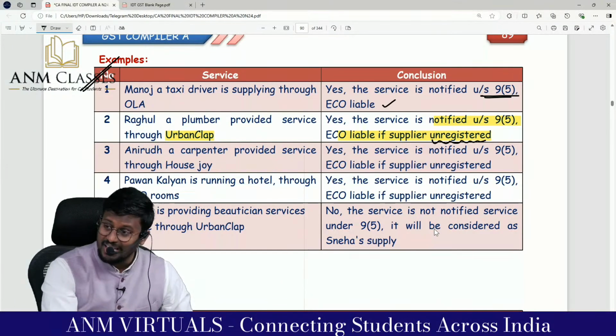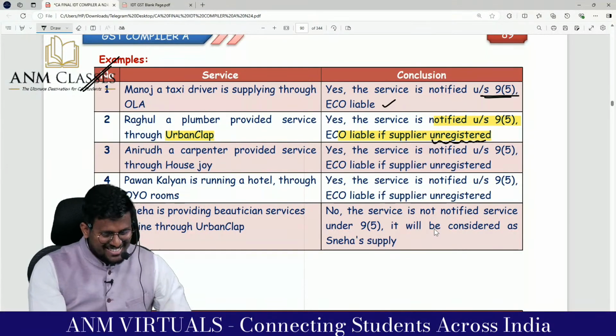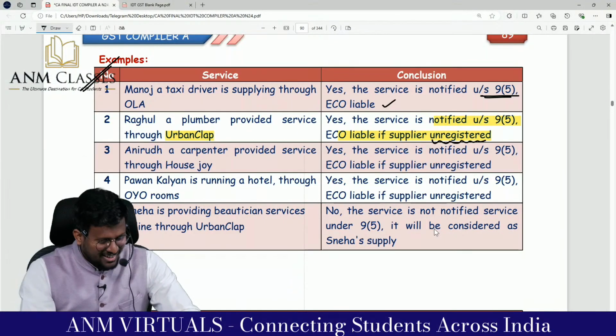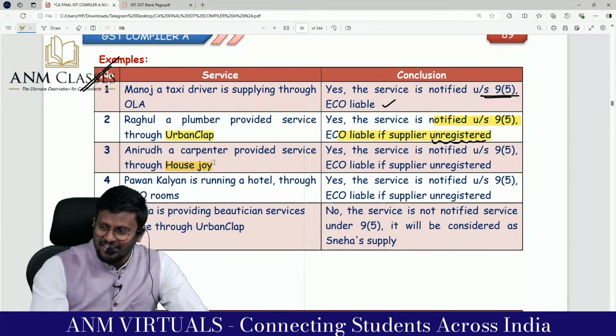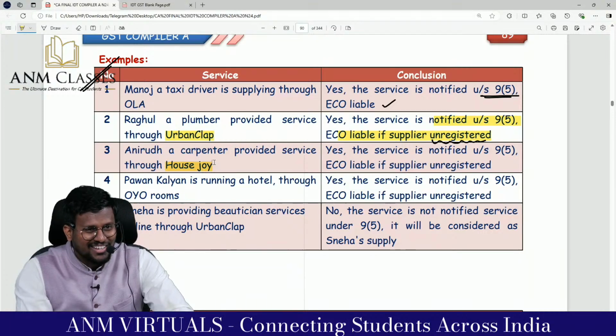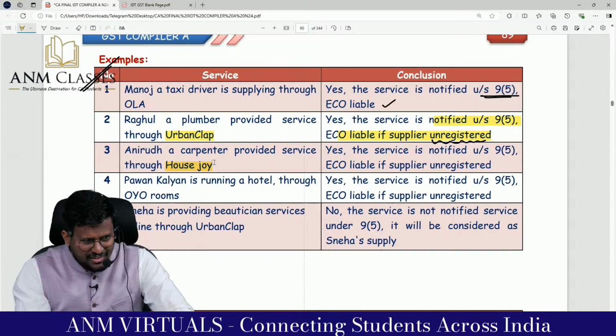Sir, Anirudh, a carpenter, provided service through Housejoy. Housejoy is an app. So through that Housejoy, Anirudh is providing services. Is it a notified service? Yes, sir. Who is the person liable to pay GST?